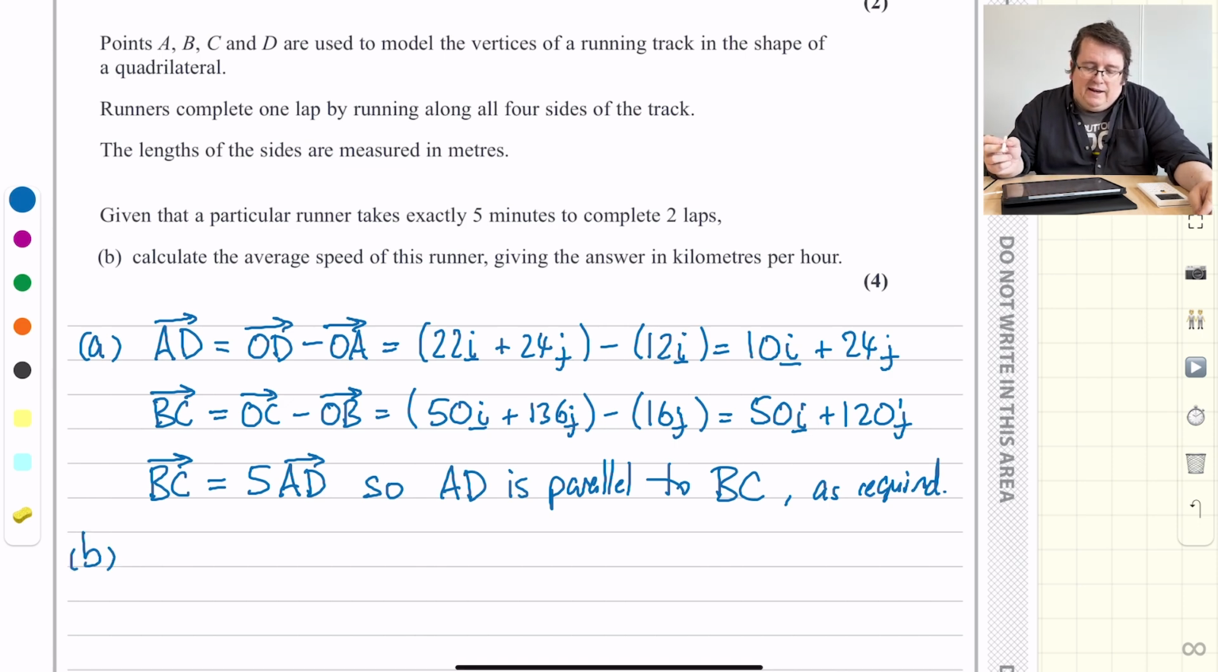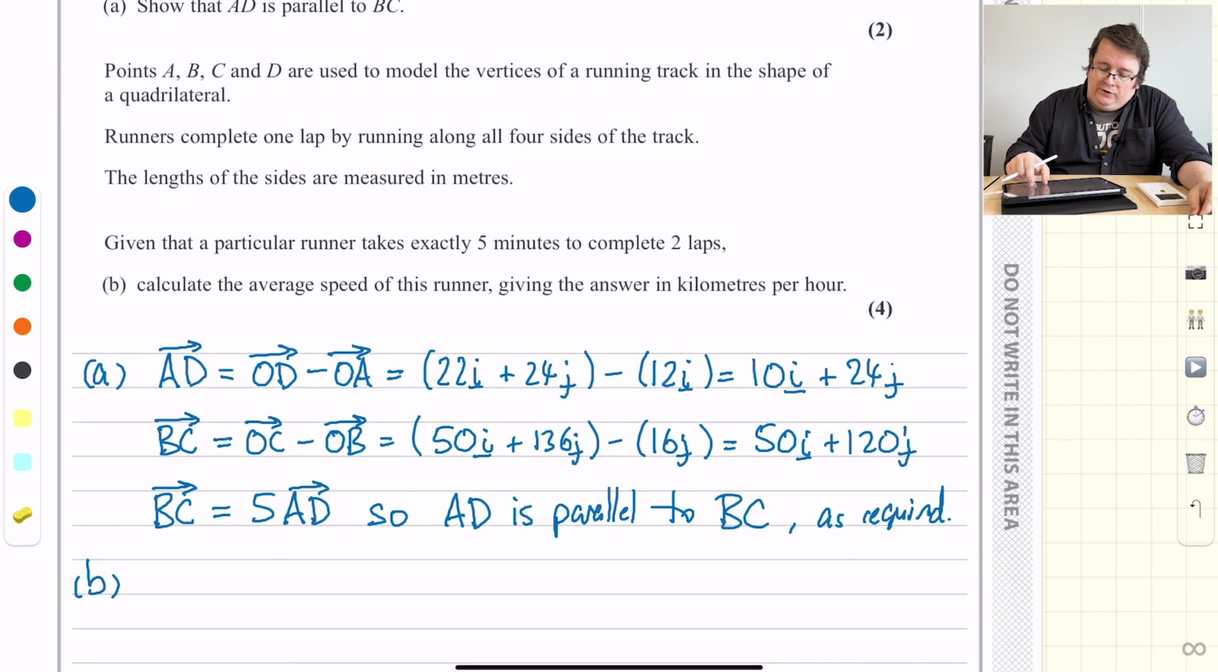Points A, B, C and D are used to model the vertices of a running track in the shape of a quadrilateral. Runners complete one lap by running along all four sides of the track. The length of the sides are measured in meters. Given that a particular runner takes exactly 5 minutes to complete 2 laps, calculate the average speed of this runner, giving the answer in kilometers per hour.